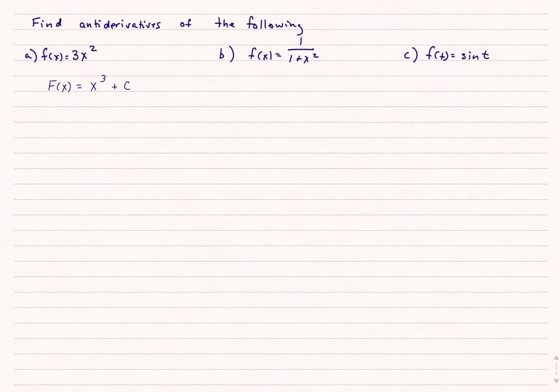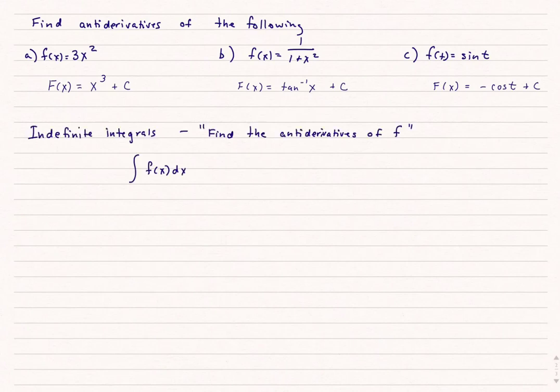Likewise, for part B, I recognize this as inverse tan. If you're not comfortable with your derivatives, you're going to have a hard time finding antiderivatives. So I know that an antiderivative of 1 over 1 plus x squared is tan inverse of x. And if I add my plus c, then I have all the antiderivatives of f. And finally, for part C, I'm going to have negative cosine t, because I know if I take the derivative of cosine t, I get negative sine t. And my little f of t is already positive, so I'm going to have to put a negative sign out front. Again, my last step is to remember the plus c.